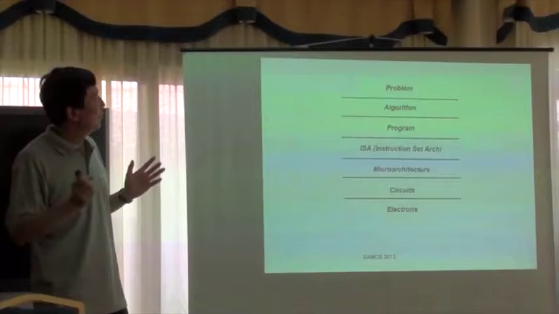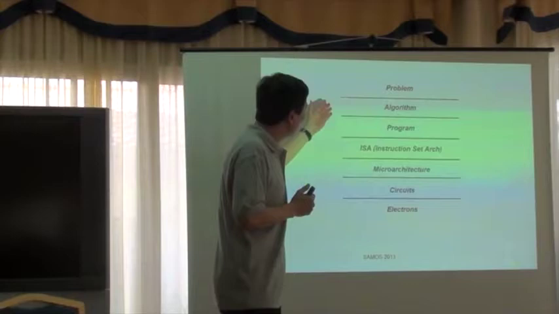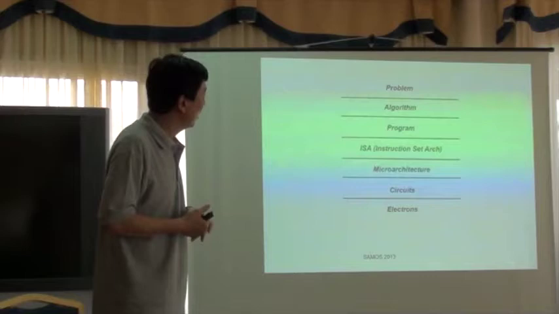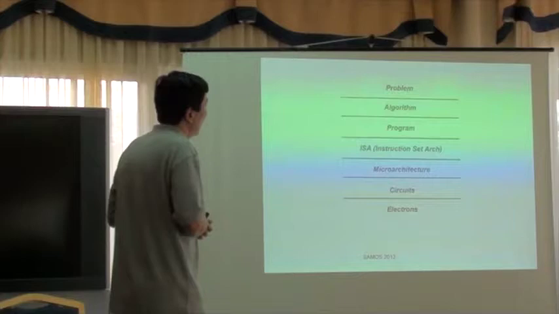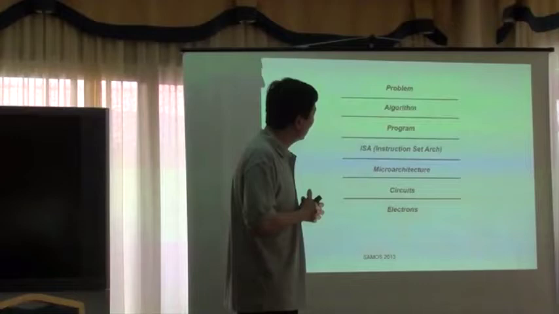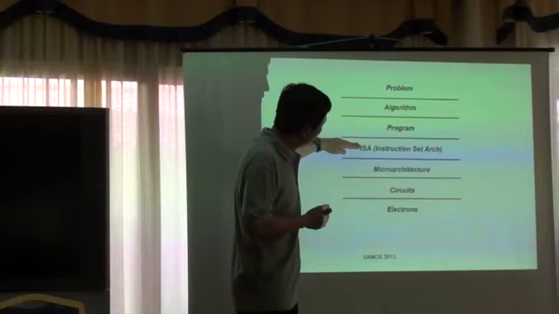Before we go into that, there's no way I can give this talk without showing this picture. For those of you who have read the textbook by Sanjay Patel and Yale Patt, this is the layers of abstraction that we use to build our computing systems. And computer architecture, as we all talk about it, is really somewhere around this area, where it provides this interface between programs and how we build hardware and so on.